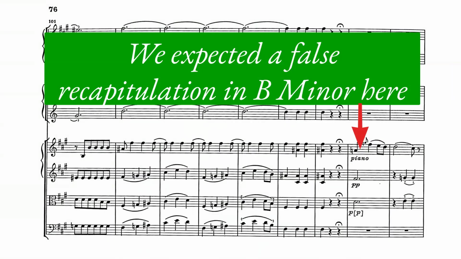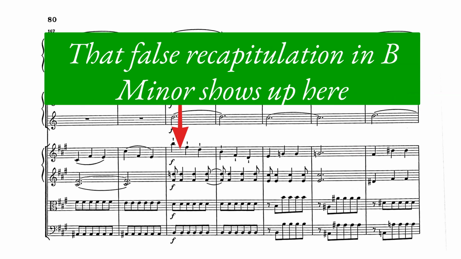Similarly, recall the abrupt stop in the development section on the dominant of B minor? Their listeners could have reasonably expected a false recapitulation, but instead, Haydn delivers it as the secondary theme of the recapitulation in B minor. Yet another brick.